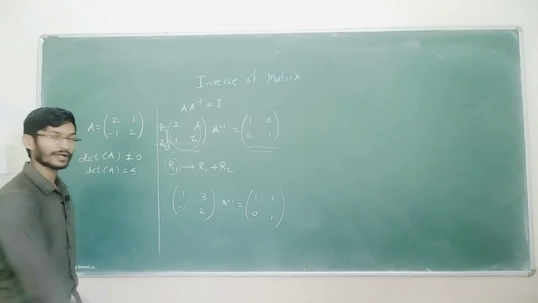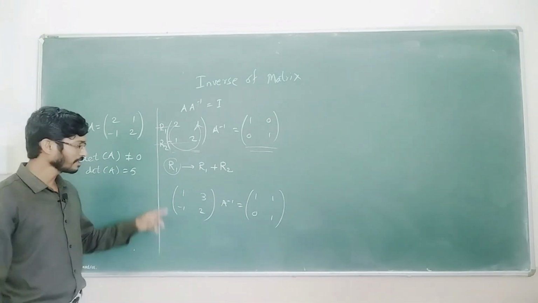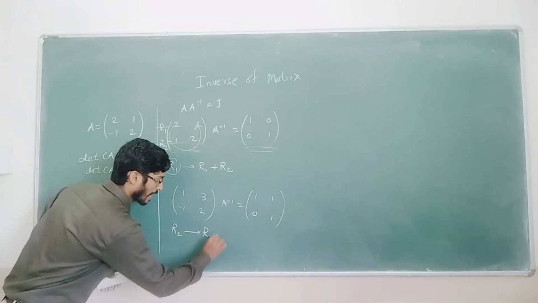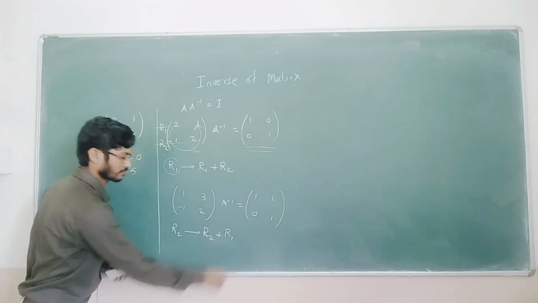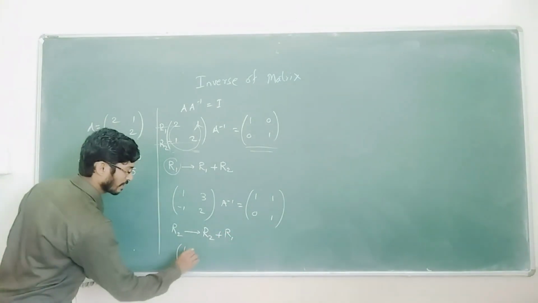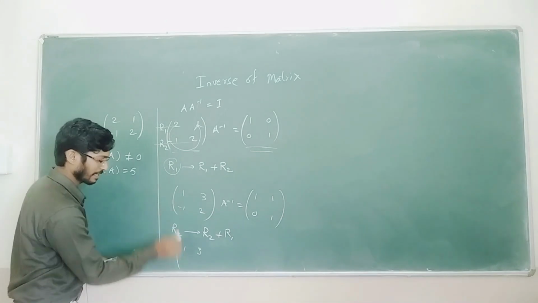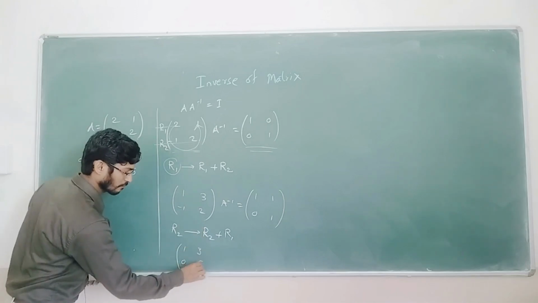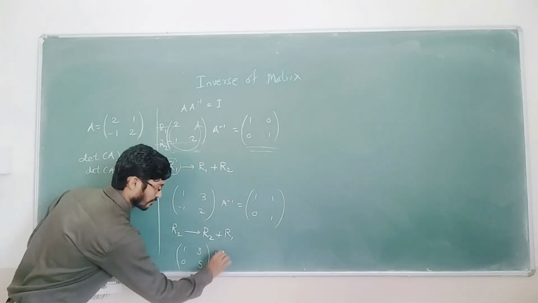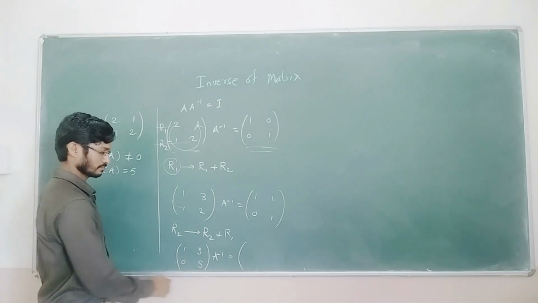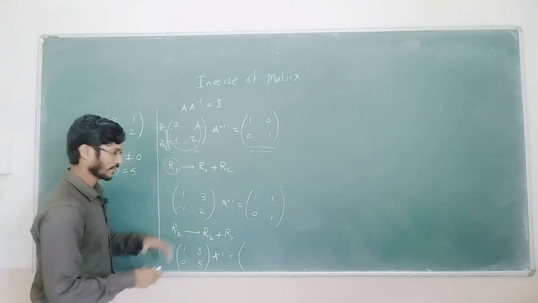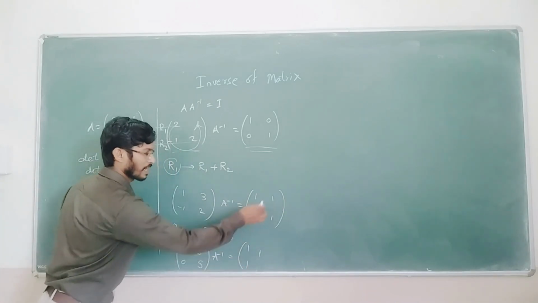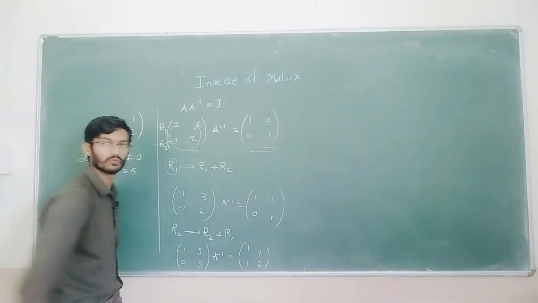Now I have to make this 0. How can I make this 0? I can add R1 to R2, so R2 changes to R2 plus R1. So what will I get? 1, 3. First row is the same. 1 minus 1 is 0, 3 plus 2 is 5. A inverse is equal to: first row is the same, for the second row we have to add. So 1 plus 0 is 1 and 1 plus 1 is 2.